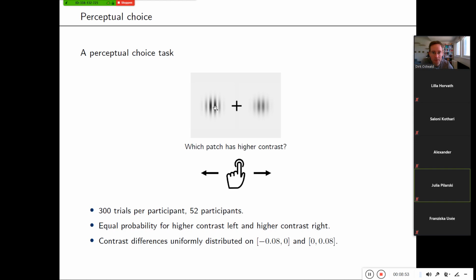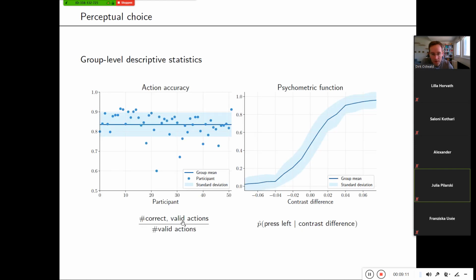And then, of course, correctness is defined as follows. If the higher contrast is on the left and the participant presses the left button, then it's correct. If on this trial it would have pressed right, it would be wrong. Yeah? So the question is which patch has the higher contrast, that's then the accuracy.